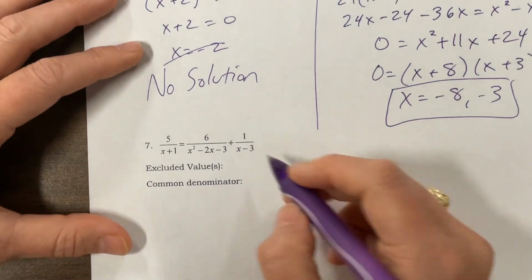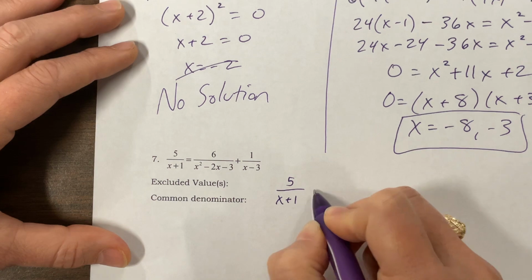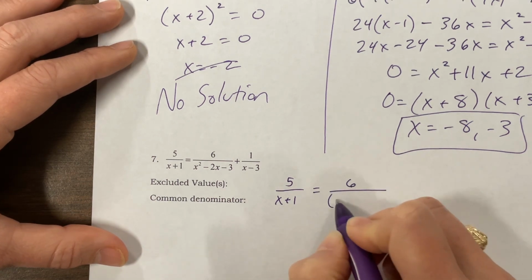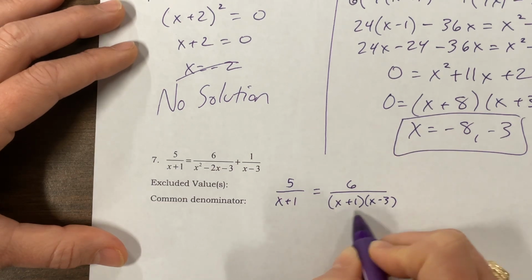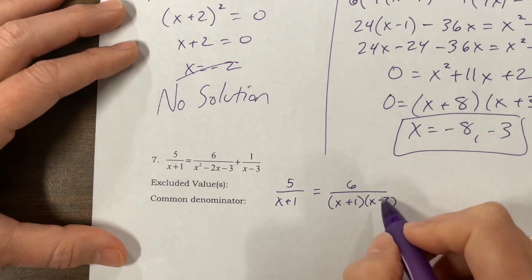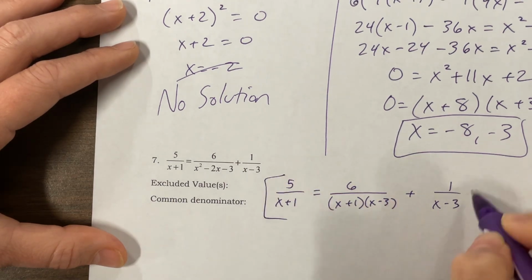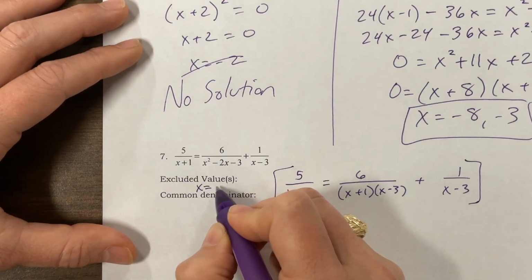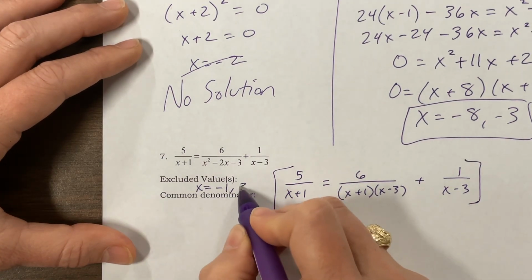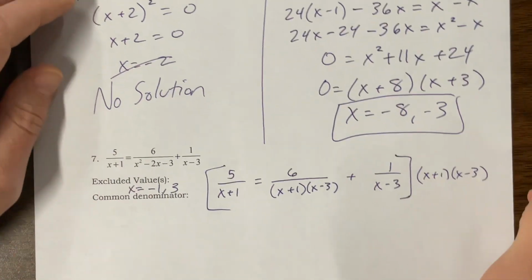Okay, let's see if this mess factors to those two things. This becomes 5 over x plus 1 is equal to 6 over x plus 1 times x minus 3. This is a plus 1, that's a minus 3. Yep, that's good. Plus 1 over x minus 3. Okay, now everybody needs to get multiplied. My excluded values are x can't equal negative 1 or positive 3. And everybody needs to get multiplied by x plus 1 times x minus 3. I'm sorry, you couldn't see what I was writing.